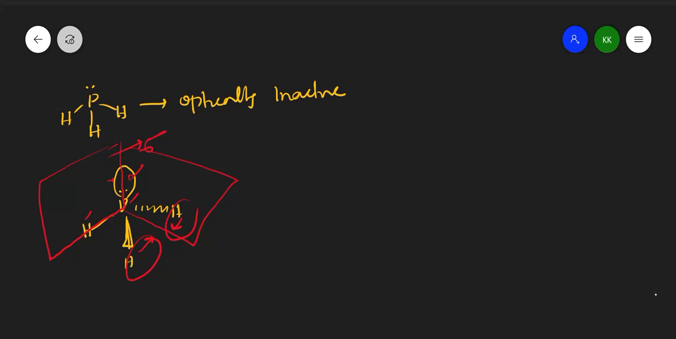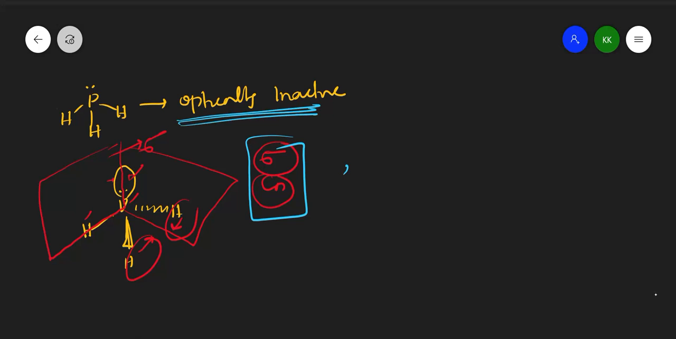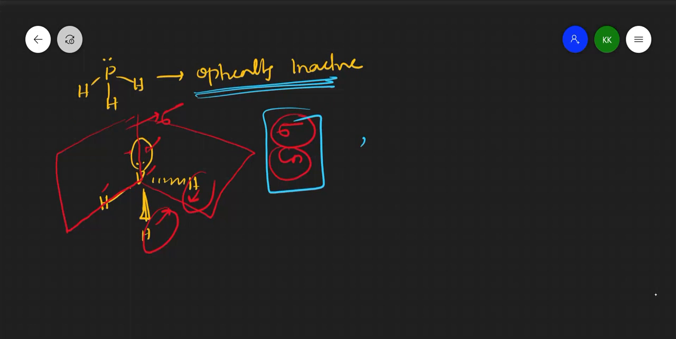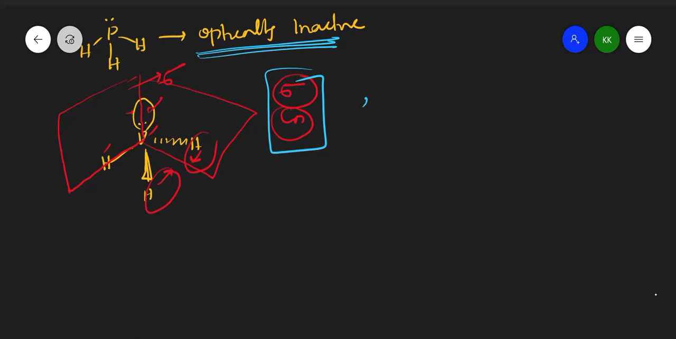So it has a plane of symmetry, and also an axis of symmetry. You will understand these things only when you have studied group theory. If I make a video on group theory, I will explain it there so that it is clear to you. Since these symmetry elements are present in this compound, it will be optically inactive. So scientists wanted an optically active compound.